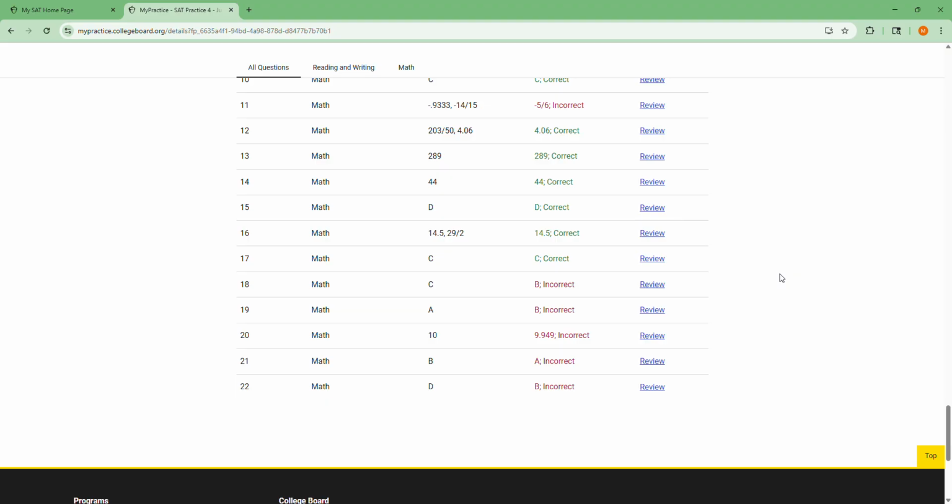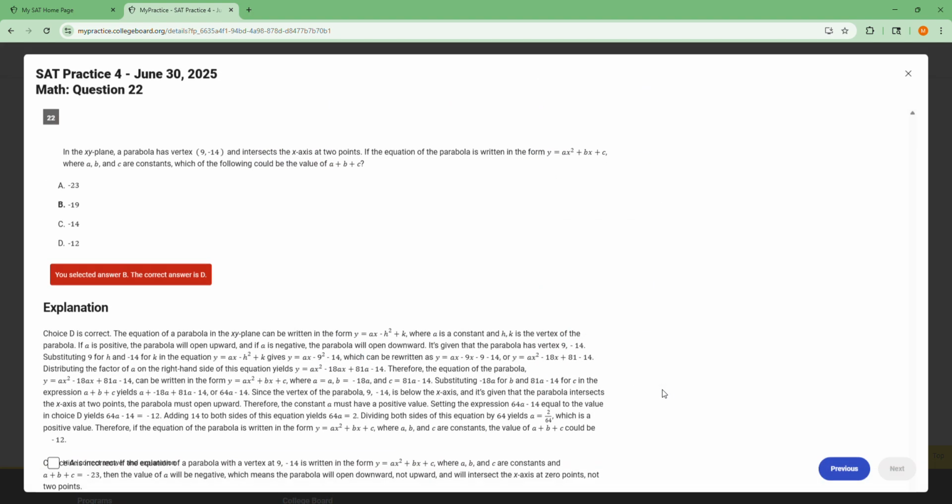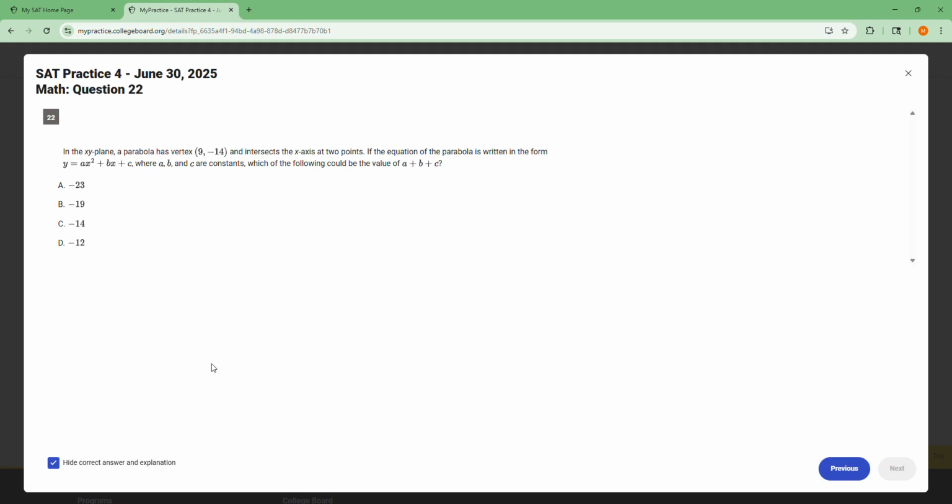Okay. What do you know? It's another quadratics problem. Oh, this is one of my favorite questions. This question is so cool.